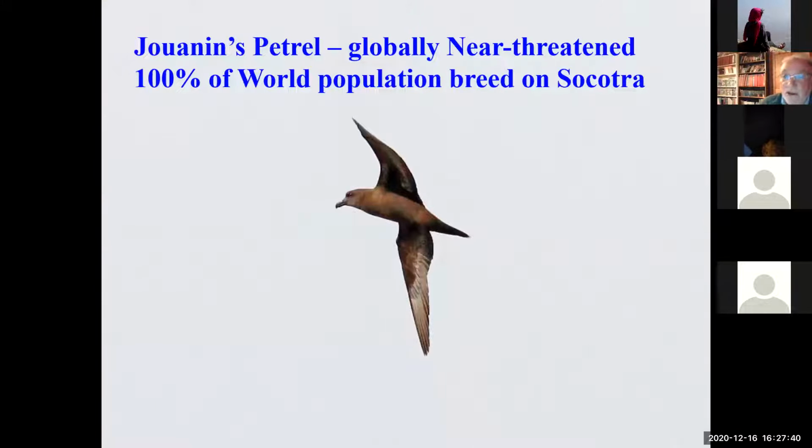The Jouanin's petrel. Now this is an interesting bird. Again, when we first went to Socotra, the breeding grounds of this bird were not known. It was just known to be seen out in the seas around Arabia. There was some suggestion that it might have bred in Oman, but there were question marks about that. So essentially, the breeding grounds were not known.